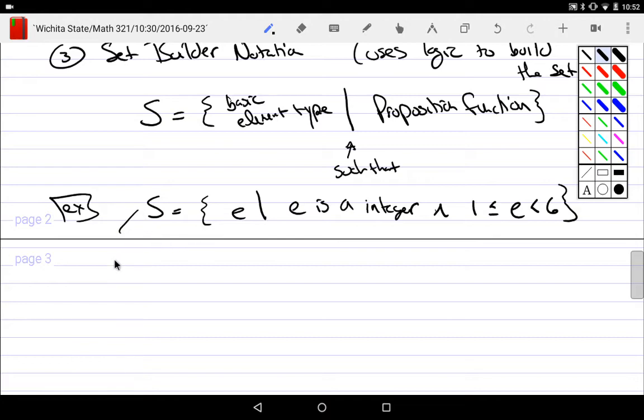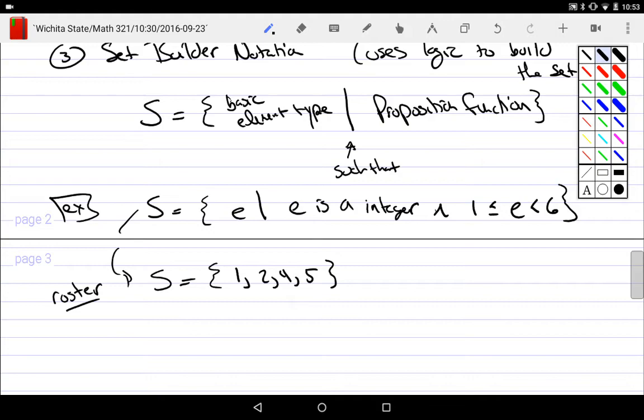Could I have taken this particular thing and rather put it in roster form? What would this look like as a roster? Four, five. Oh, no, it does not include 6. Does not include 6. Very good. So can you see how logic can help us a little bit to get rid of an issue with something that has a lot of stuff? We can just use set builder notation.